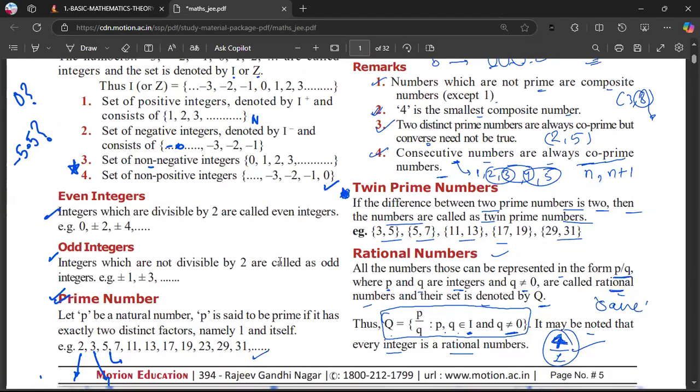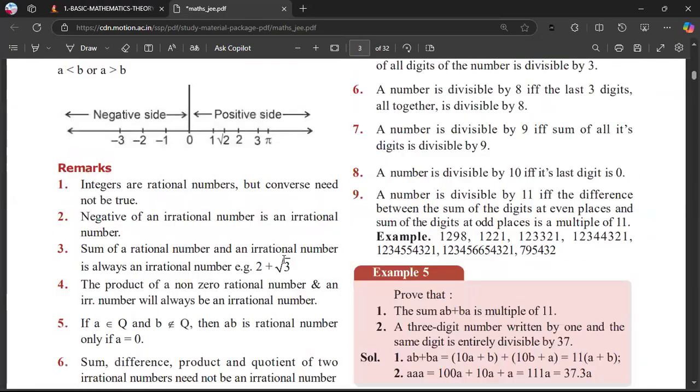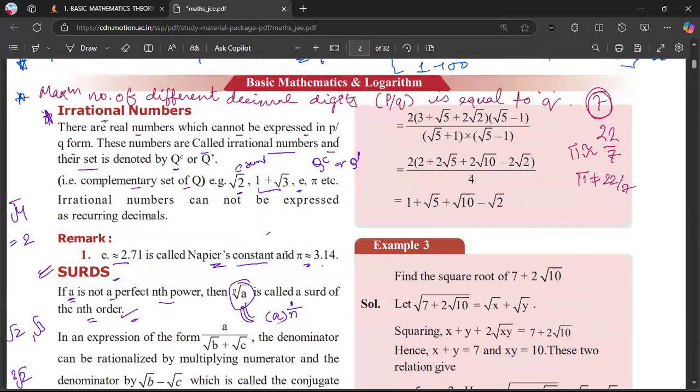So where were we? We were discussing rationalization. Yes, sir.